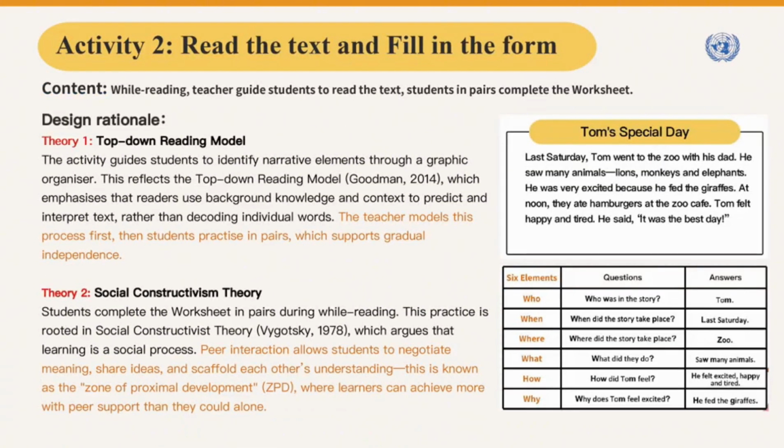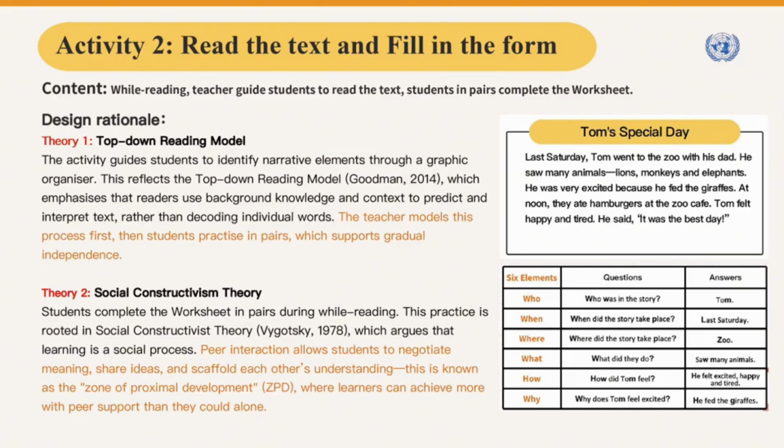The second activity is reading the text and filling in the form. This part includes while-reading and post-reading stages. During reading, students work in pairs to finish a worksheet and find the 6 elements. We use 2 important theories here. One is the top-down reading model, which means students use background knowledge and context to understand the text, not just word decoding. The teacher first shows how to find elements, then students practice by themselves.